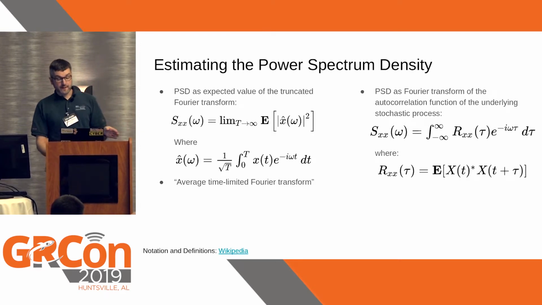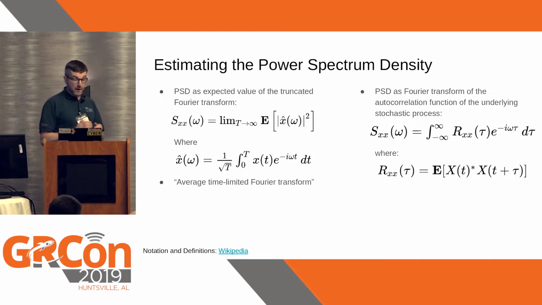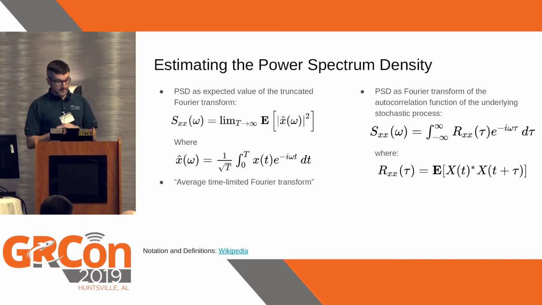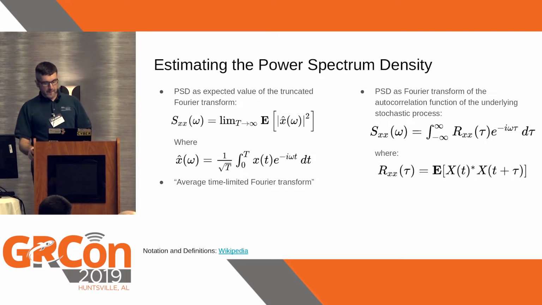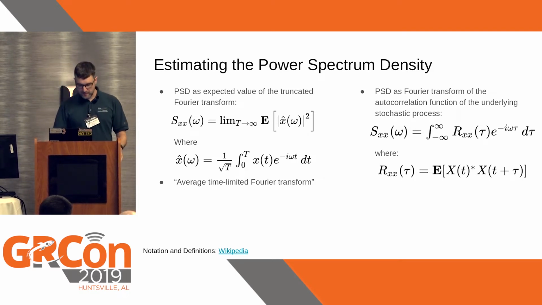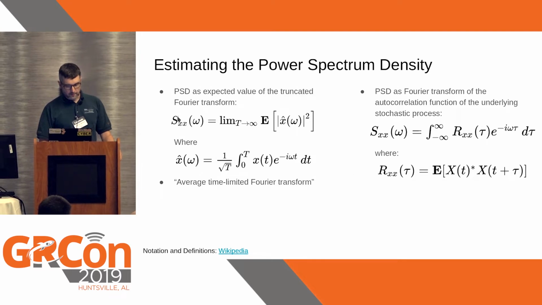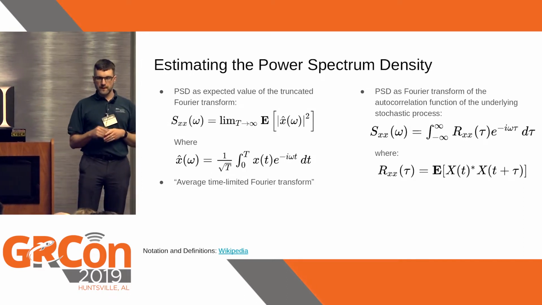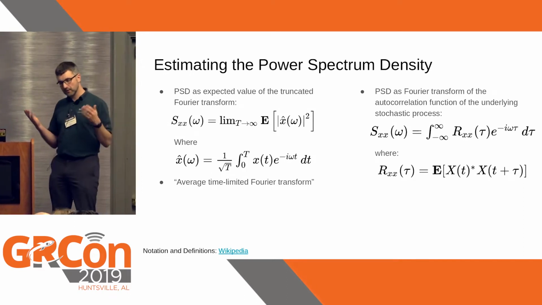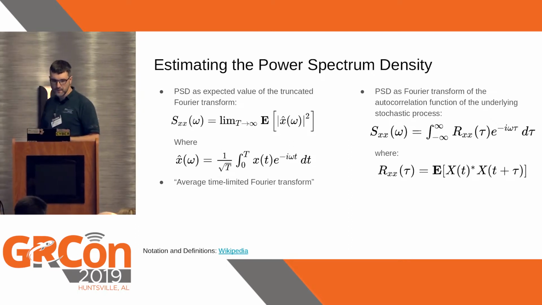In this case, I say, okay, I actually want to estimate the power spectral density. And this is probably the only equation I have, so don't worry. The power spectral density is typically denoted as S of omega, omega being the frequency. If you integrate from omega 0 to omega 1, then that's the power you get in that band. That's why it's called the power spectral density.